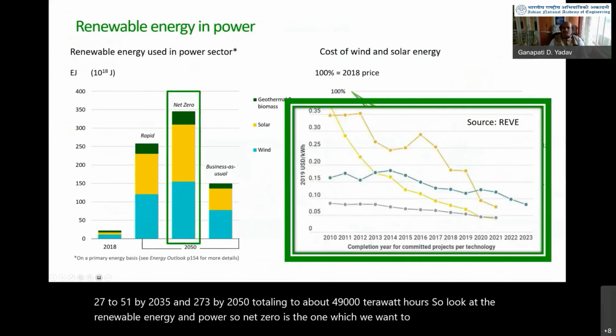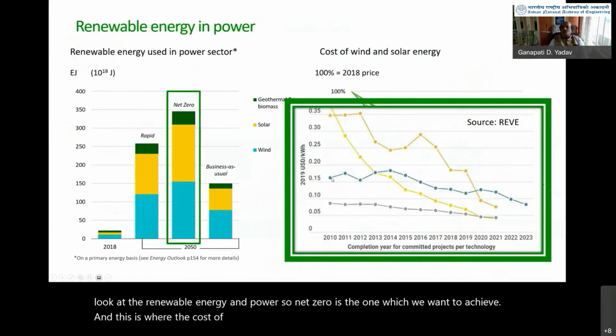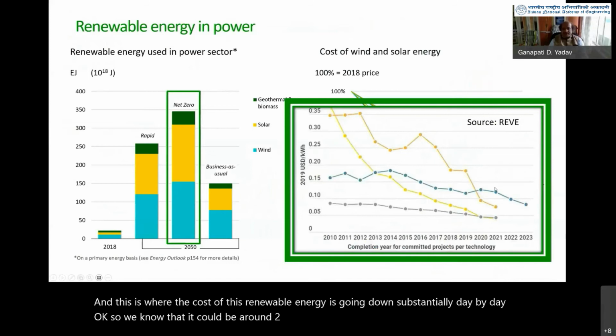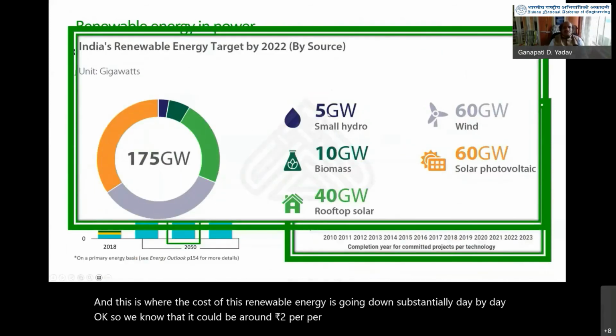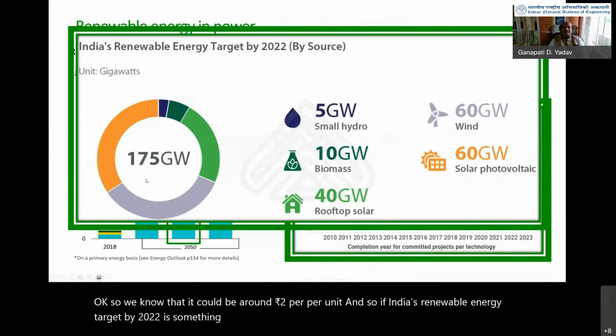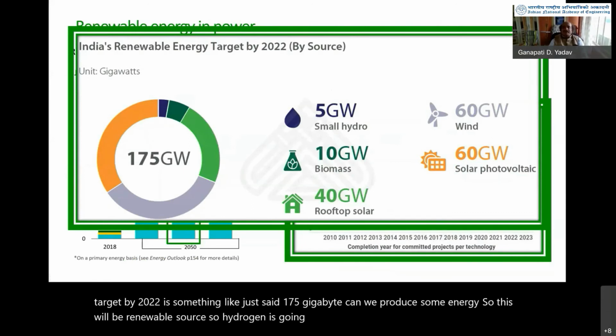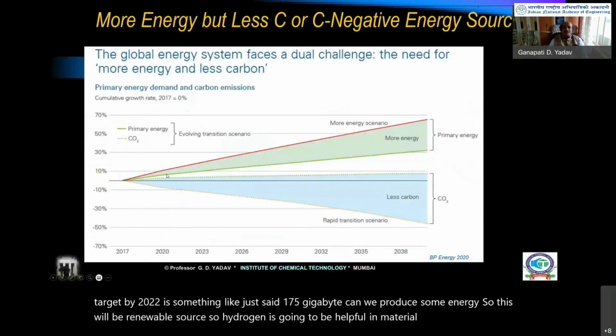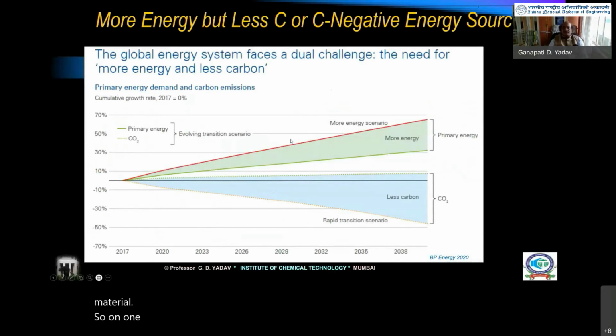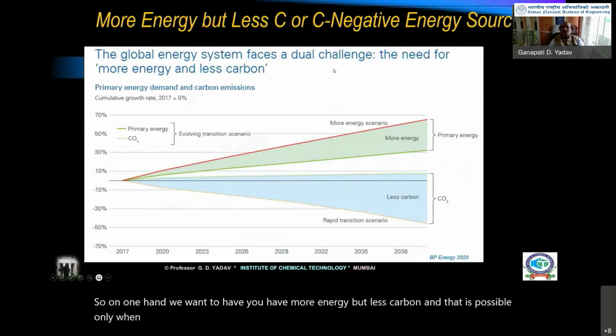So net zero is the one which we want to achieve. And this is where the cost of this renewable energy is going down substantially day by day. Okay, so we know that it could be around 2 rupees per unit. And if India's renewable energy target by 2022 is 175 gigawatt, can we produce some energy? So this will be a renewable source. So hydrogen is going to be helpful in giving the material sources. So on one hand, we want to have more energy, but less carbon. And that is possible only when we use carbon negative energy sources.